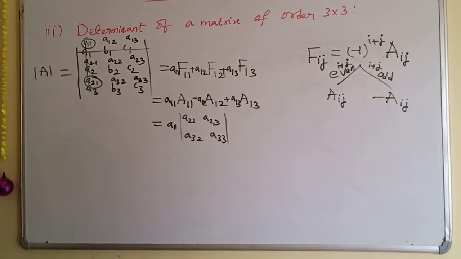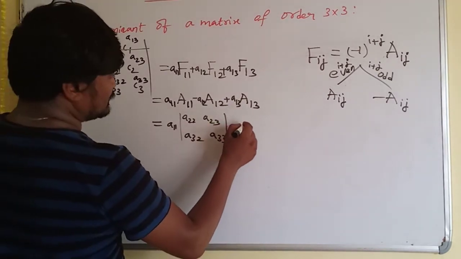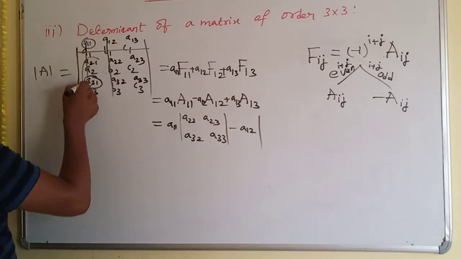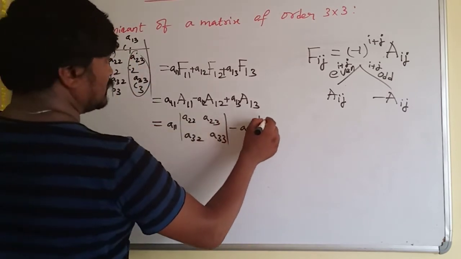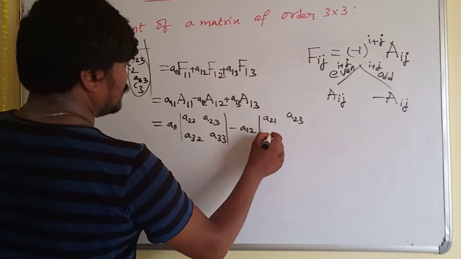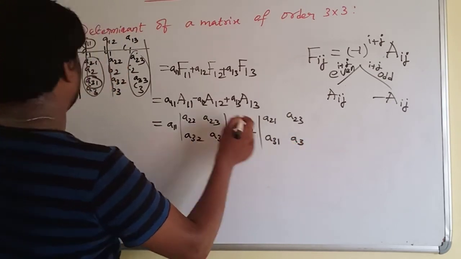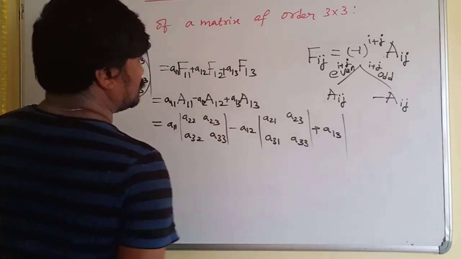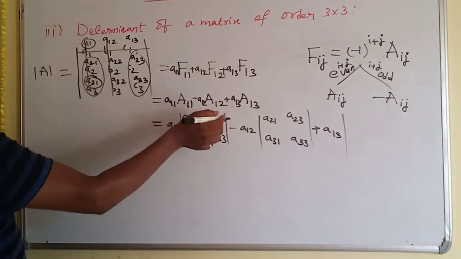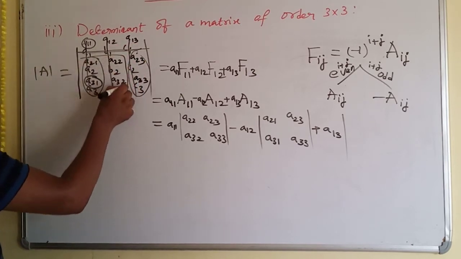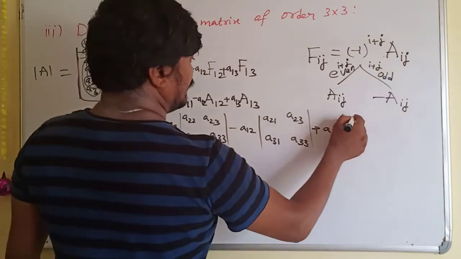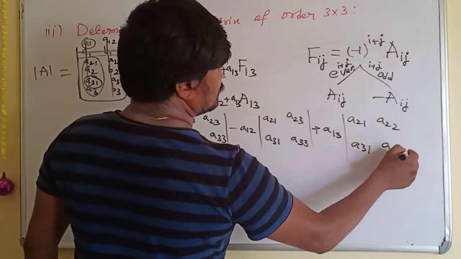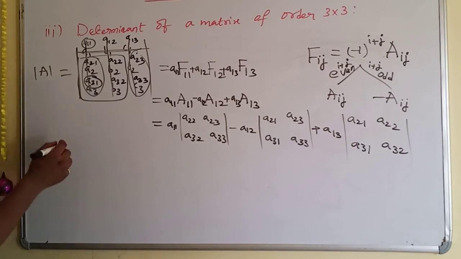If you are not able to understand, I will take an example, you can understand clearly at that time. So now minus A12. Then A12 means this is A12, remove this part and this part, you get only these two parts. Right? So that means A21, A23, A31, A33. Okay? Plus A13, modulus A13. So now for A13, remove this part and this part. So you get only this, that is A21, A22, A31, A32. So in this way you have to find it out, and let me write this full form.